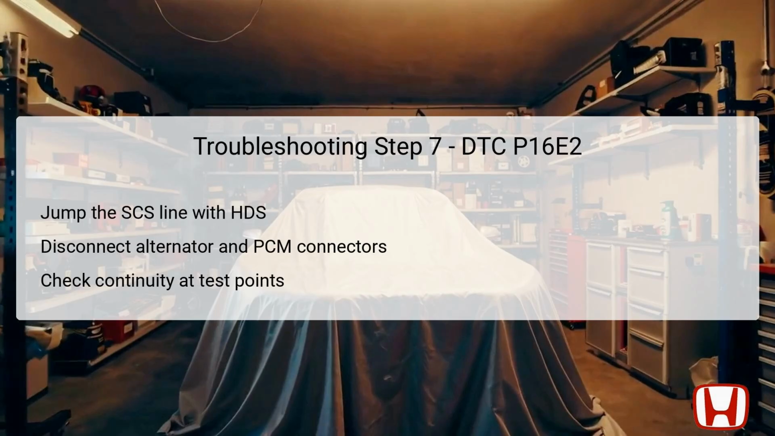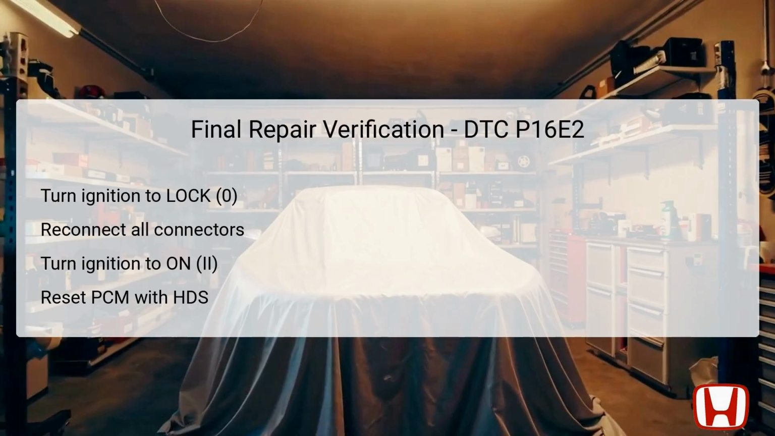If continuity is lacking, it indicates an open in the LIN wire between the alternator and the PCM, necessitating thorough inspection and repairs according to the wiring guidelines before reconnecting everything. To complete the repair verification, turn the ignition switch to the lock 0 position to ensure safety. Reconnect all connectors that were previously disconnected throughout the troubleshooting process, ensuring they fit snugly and securely. Once all connectors are restored, turn the ignition switch back to the on-2 position.